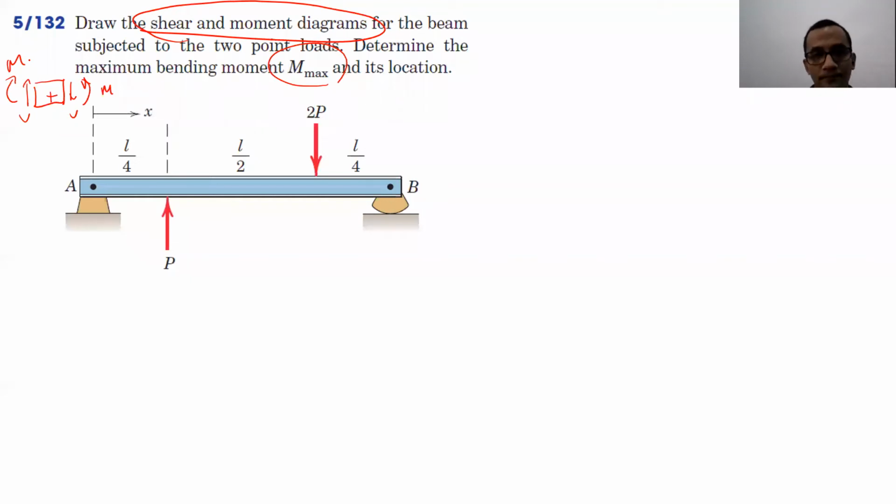As usual, in order to find the shear and moment diagrams, the same as in the section method to find the internal shear force and internal moment at one particular point, we have to find out first the reaction forces at A and at B. That's why we can try to draw the free body diagram.